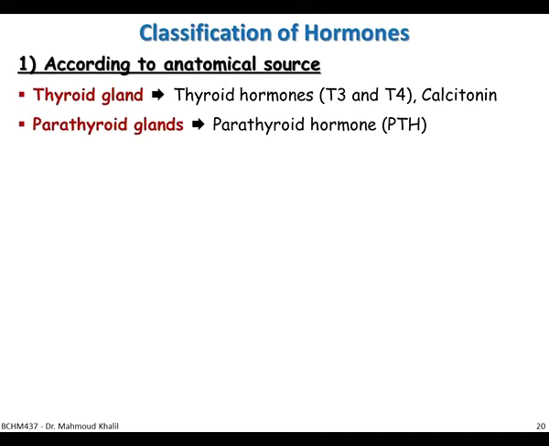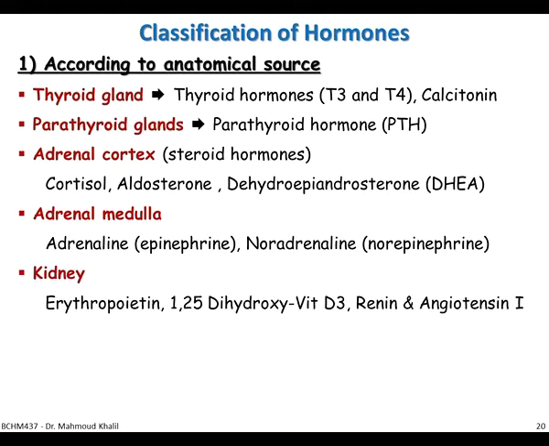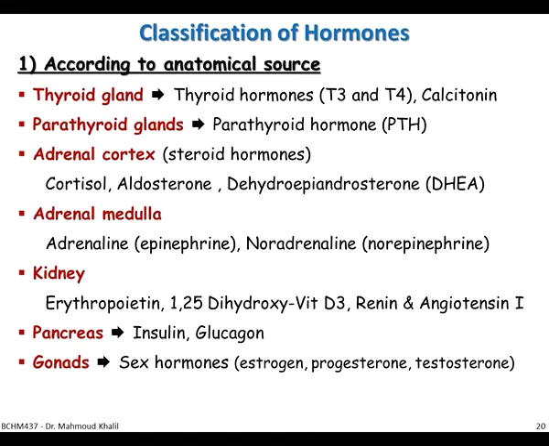Other hormones are secreted from the thyroid gland, parathyroid gland, adrenal cortex, like the steroid hormones, and adrenal medulla, hormones like adrenaline or noradrenaline, or epinephrine or norepinephrine. Hormones are secreted from the kidney, like renin, angiotensin 1, and erythropoietin. Hormones are secreted from the pancreas, like insulin and glucagon, and of course from the gonads, like the sex hormones.